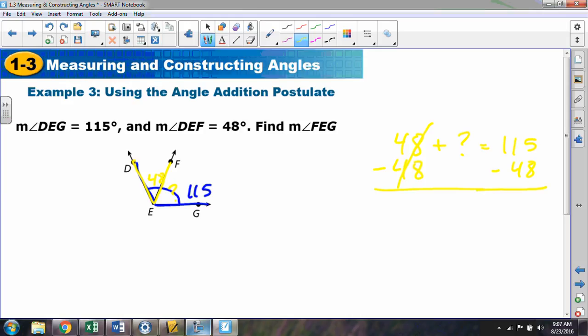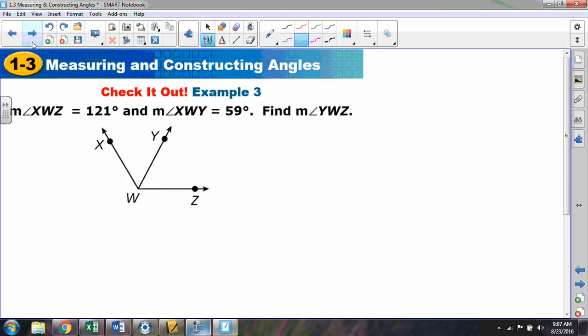That angle would have to be 67 degrees, and we're done. That's the angle addition postulate. Part plus part equals whole for angles. Consider another one quickly. Please work through this one.